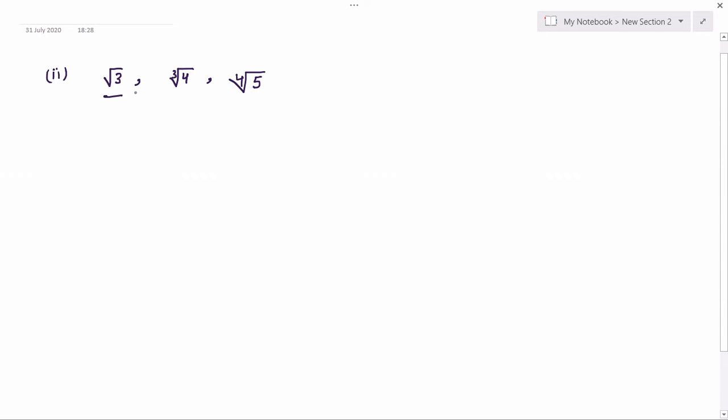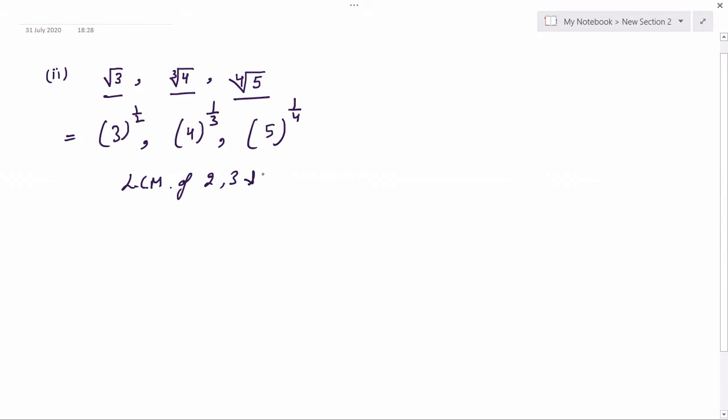Now the first number is your square root, this is your cube root and this is your fourth root, right? So first of all you will write down all the numbers in power form. So this is 2 raised to power 1 by 2, this is 4 raised to power 1 by 3 and this is 5 raised to power 1 by 4. Now take the LCM of 2, 3 and 4. LCM of 2, 3 and 4 would be 12. Right? Now you can calculate them easily yourself. The LCM is 12. Right?